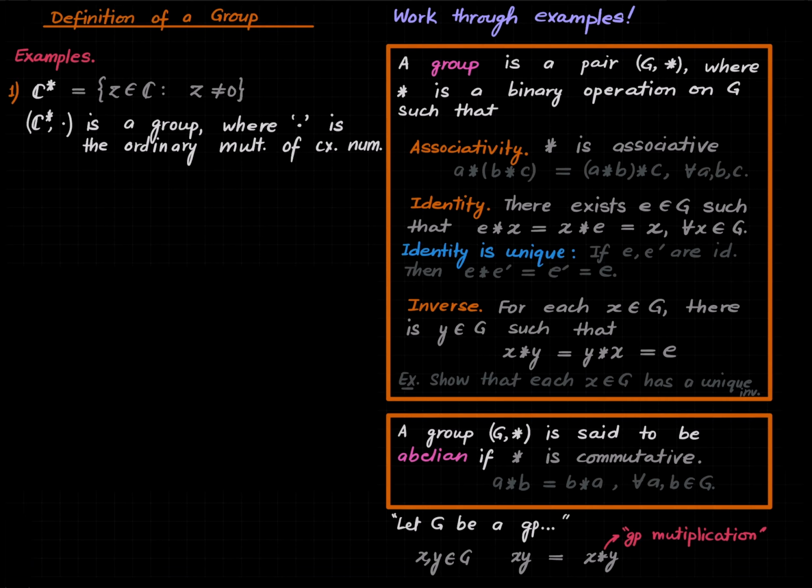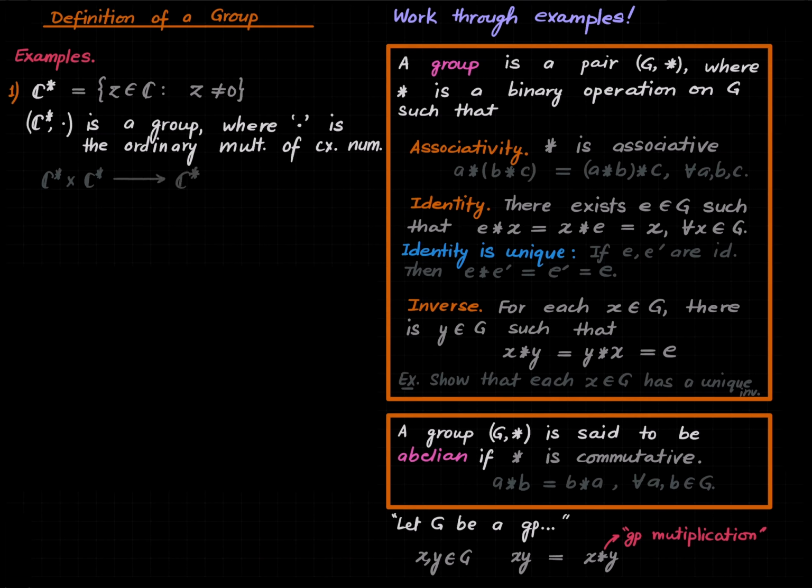A lot of abbreviations in that statement. So why is this a group? Associativity is clear because multiplication of complex numbers is associative. But before we even get there, we should at least justify why dot is a binary operation. Is there anything to justify? Yes, there is. Because a binary operation is supposed to be a function from the set G cross the set G to the set G.